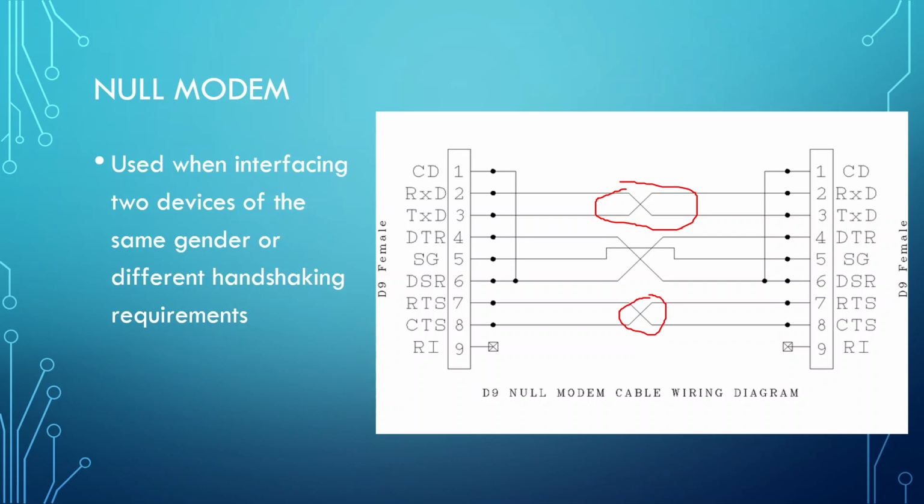So when handshaking doesn't work, you can try putting a null modem between them, and hopefully that will trick both devices into saying, yeah, the handshaking is working just fine. It's not working right now, but maybe this will fix it. That's basically the whole point of a null modem. This could be for the same gender or for different handshaking requirements. Traditionally, they cause more problems than they actually solve, so it's not really a good idea to use null modems if you can avoid it.